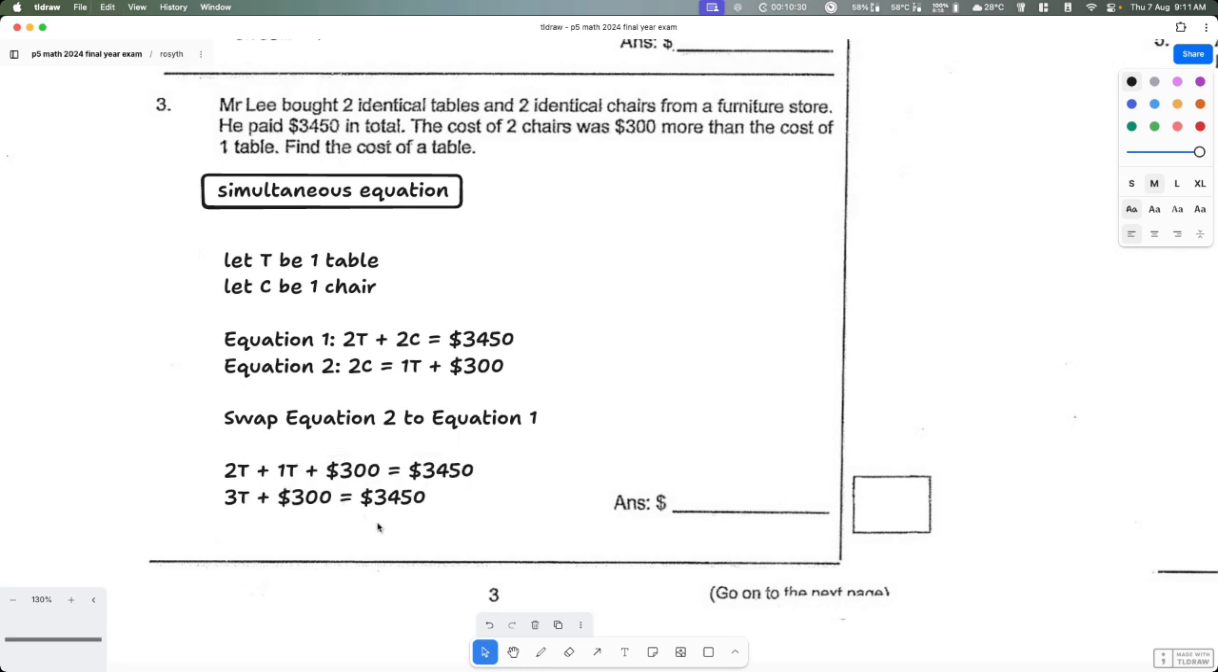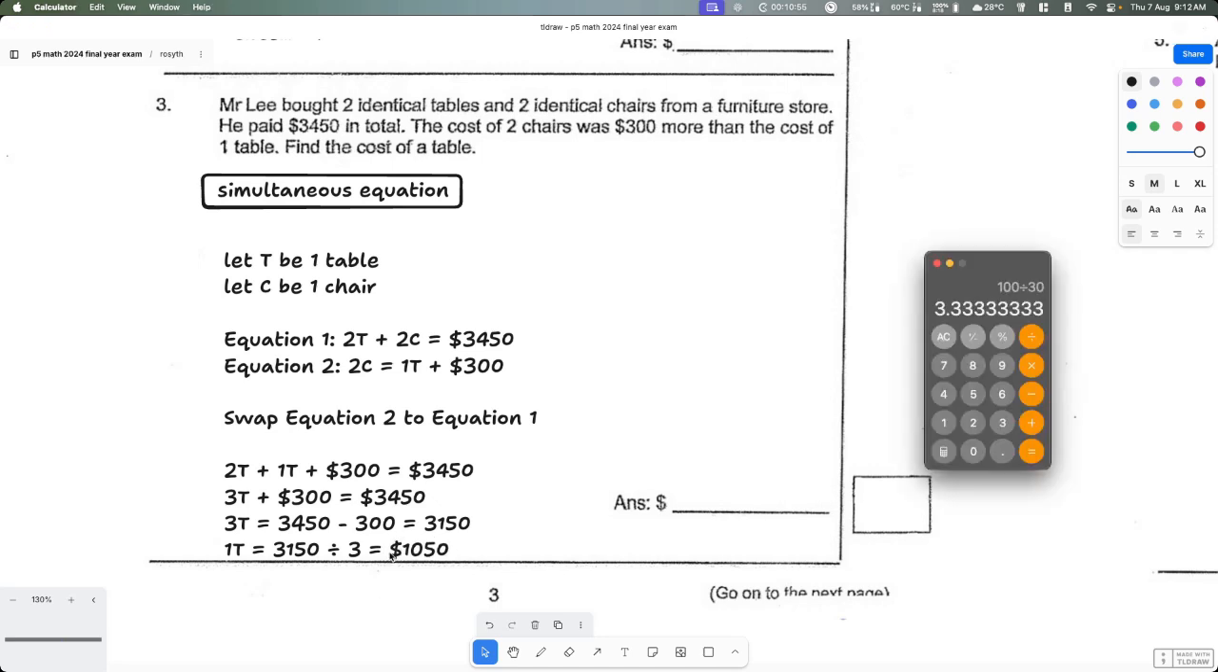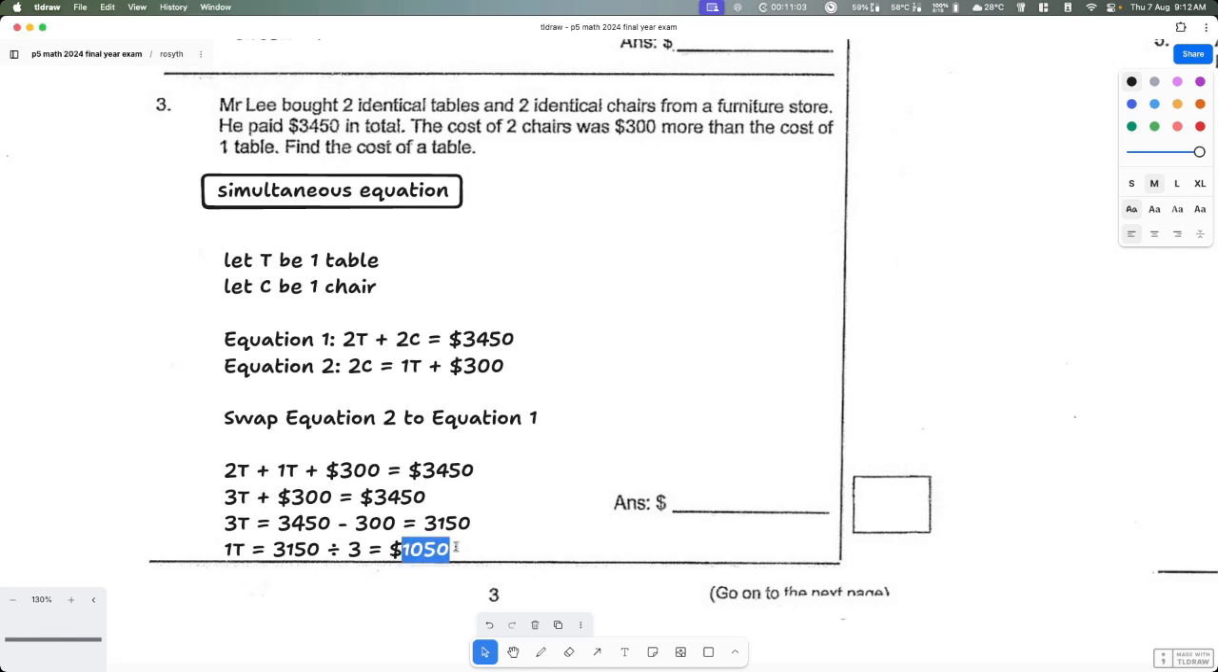Okay, like this, and then 3T is equal to 3450 minus 300, which is 3150. So 1T is equal to 3150 divided by 3, which is $1,050. Let's double check: 3450 minus 300 is 3150, divided by 3 is $1,050. Okay, there you go. That's it.